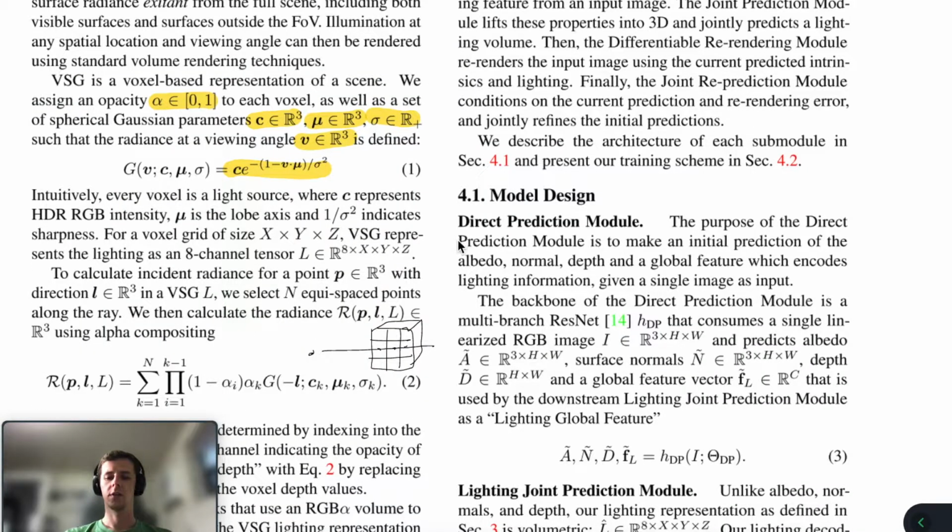This module is quite straightforward, as I just showed. It's a ResNet that takes as input an image and outputs three images, one for the albedo, one for depth, one for normals, and it also outputs a global feature vector. That's all it does, and it just gives it to the next modules that I'm going to explain.